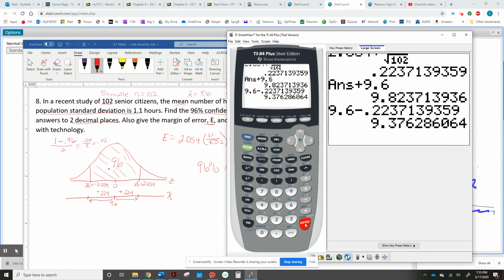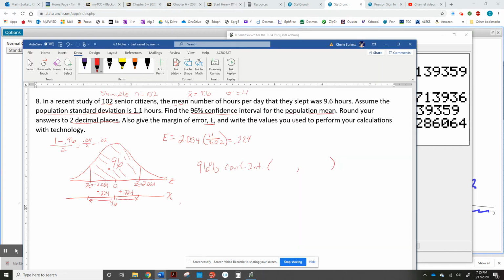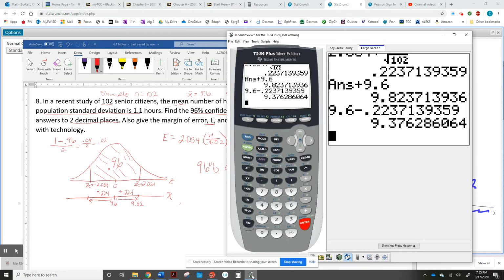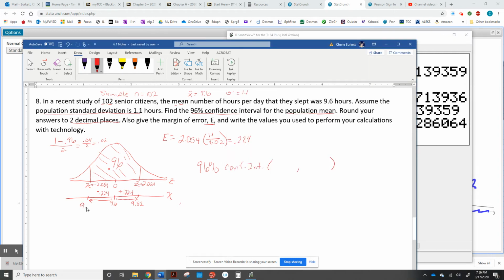So this is 9.82. And then the other one is 9.38. And that should be the answer. So 9.38 and 9.82. So we're 96% confident that the mean of the population will be somewhere between those two values.